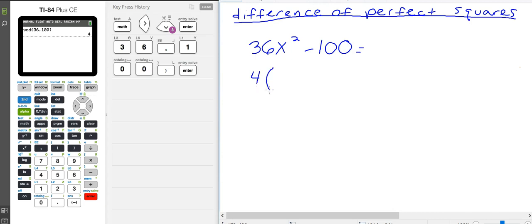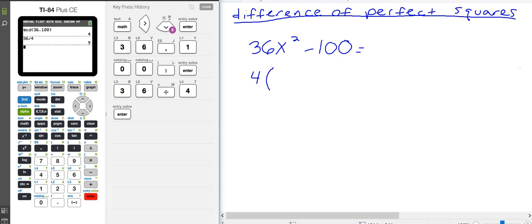4 times, what's 36x squared divided by 4? We could do it on the calculator. 36 divided by 4 is 9. 36x squared divided by 4 is 9x squared.